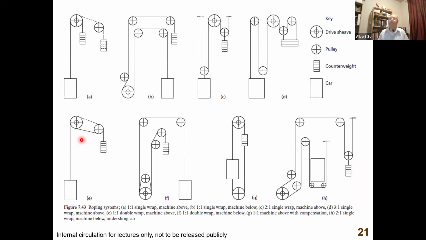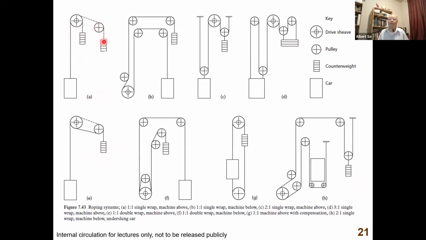Okay, and these are the different types of configuration, and I think the most common types are A and C. E is also common. This is double wrap. But A and C are more common. So A, remember you have the diverter pulley. Otherwise, the rope will hit the car, right?